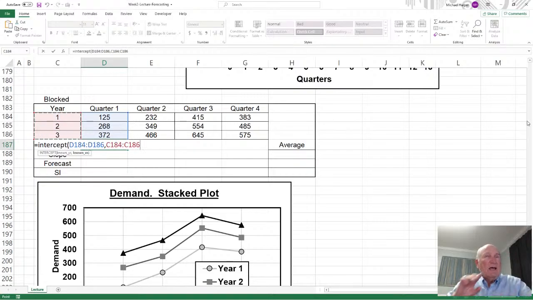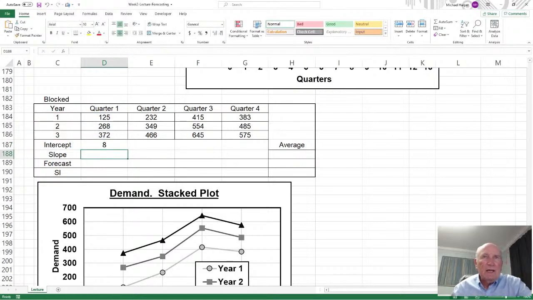Now, wait, I want these x values for every quarter. So I want the years to be the same for quarter 1, 2, 3, and 4. So now that I've just put these here, I can do F4, and notice when I do that, it puts a dollar sign in front of the columns and a dollar sign in front of the rows. The dollar sign means that it's going to be fixed. It's constant, it's frozen, it doesn't change. For example, I press return, and there's my intercept.